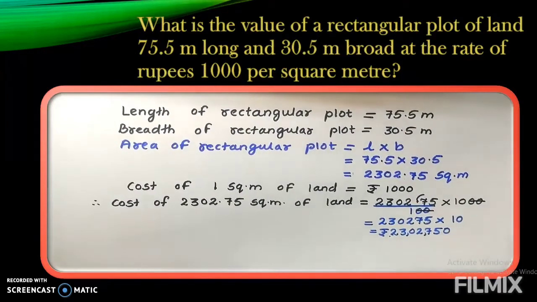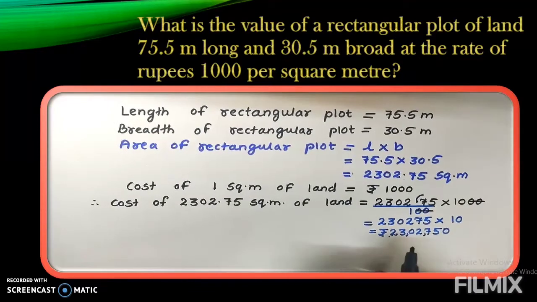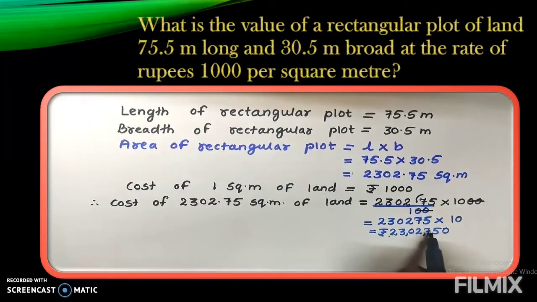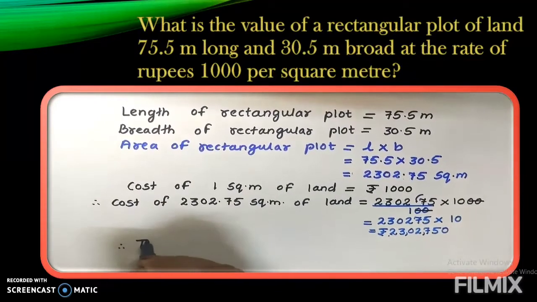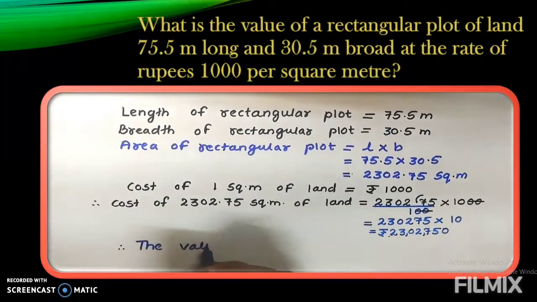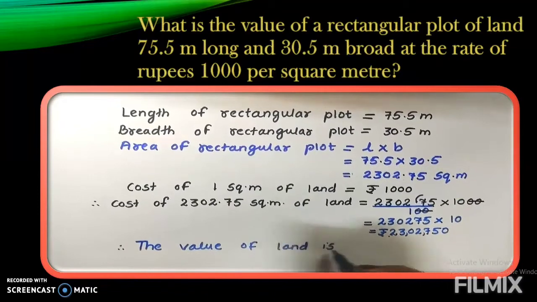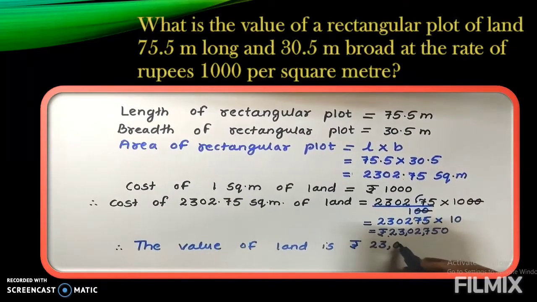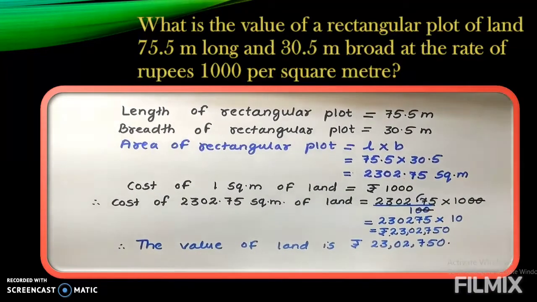So what is the answer? 23,02,750. As it's a cost, we will write rupees. So what they are asking, what is the value of the rectangular plot of land? So we will write, therefore the value of land is rupees 23,02,750.